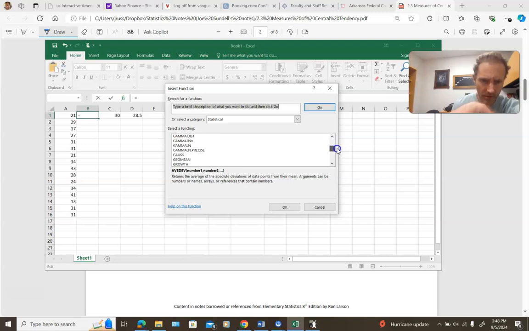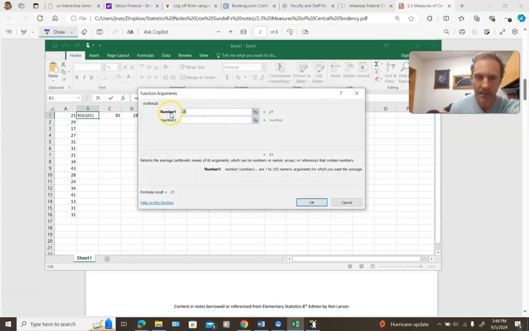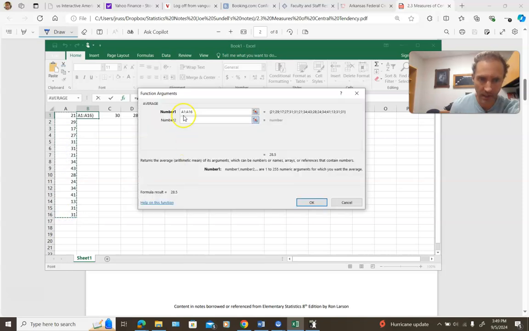And so the first thing I'm going to do is try to find the mean. It's not actually listed as mean. It's listed as the average. So click on average, then click OK. Now, when this box pops up, that's when you want to actually click on the first cell where your data is and then drag it down to the last cell.